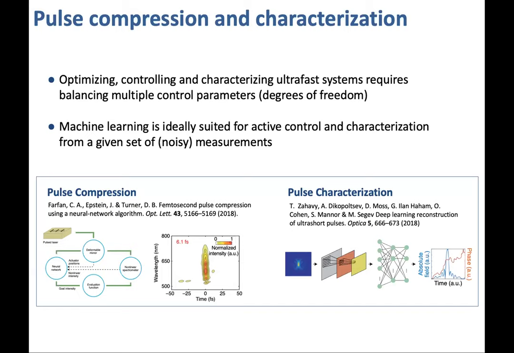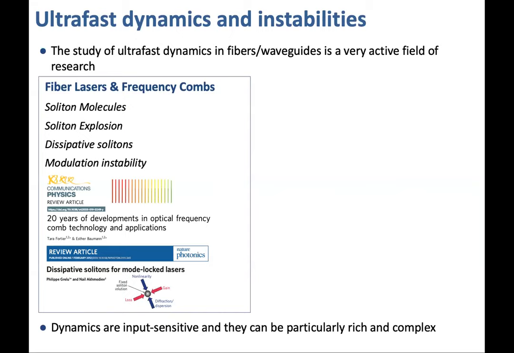That being said, let's move on to the topic of interest for now, which is the application of machine learning to ultrafast dynamics and instabilities. As you might know, the study of ultrafast dynamics and instabilities, which arise from the propagation of intense and short pulses in optical fibers or waveguides, has been quite an active field of research for a long time. Ultrafast dynamics are particularly sensitive to the input condition and system parameters, such that even a tiny change in any of the system parameters can typically lead to dramatic variation in what you will observe.